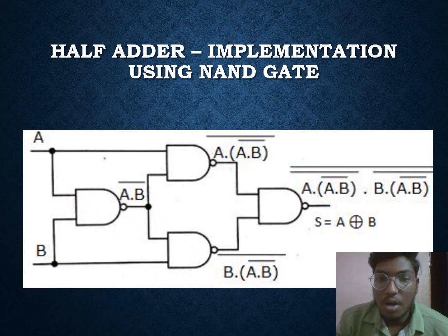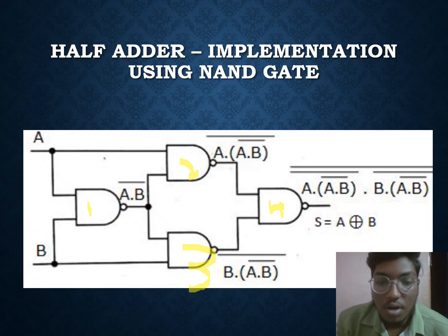Now we discuss how we implement the half adder using NAND gates. For the implementation of the half adder using NAND gates, we are using 4 NAND gates. Let us consider these as 1, 2, 3, and 4. At the first NAND gate, the inputs are A and B. We get the output as (A B) bar.